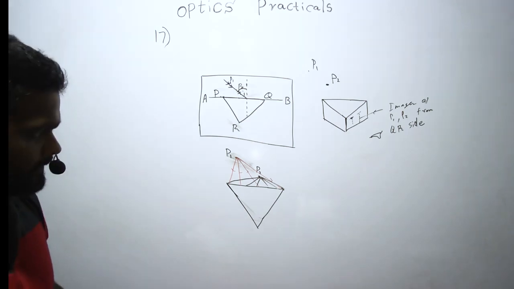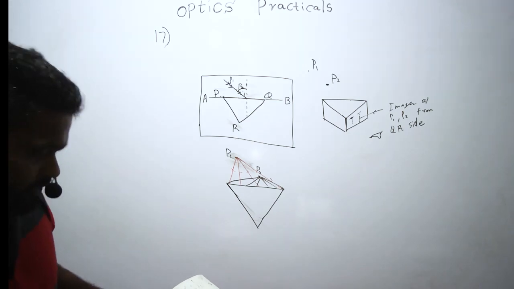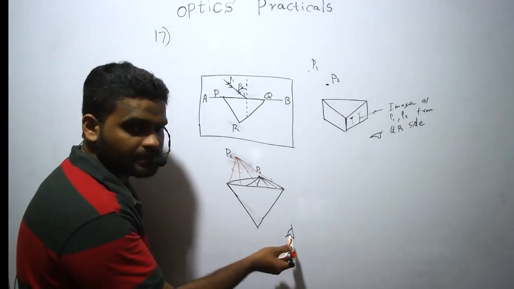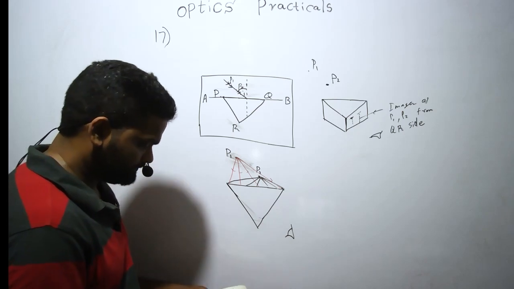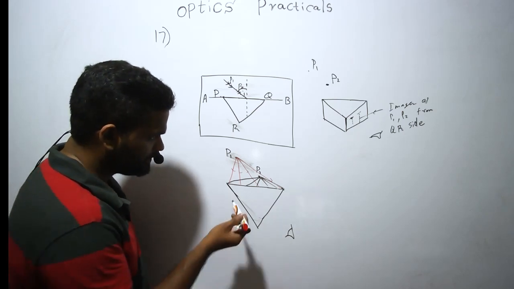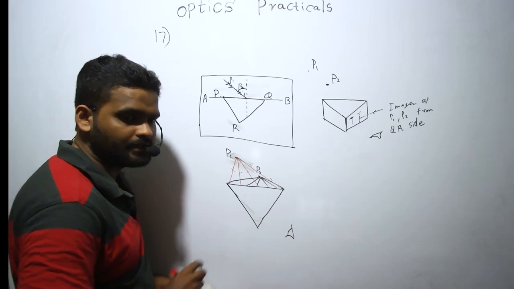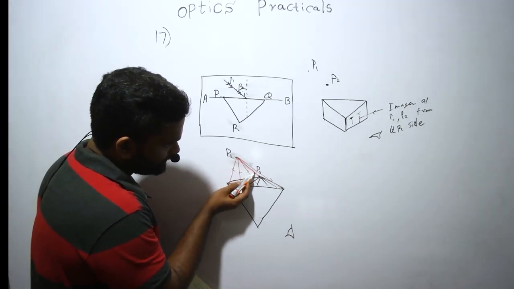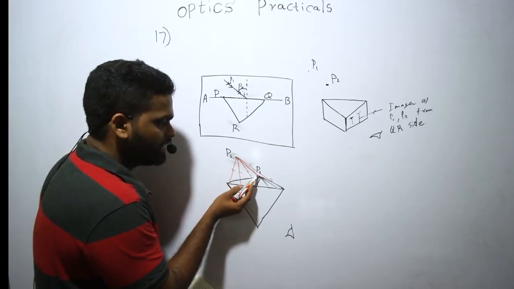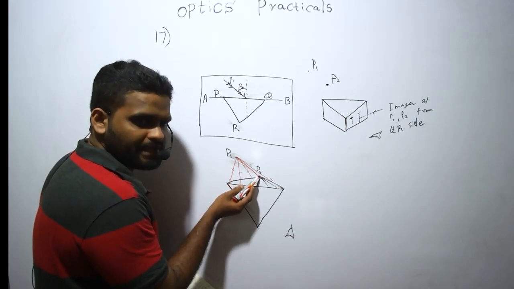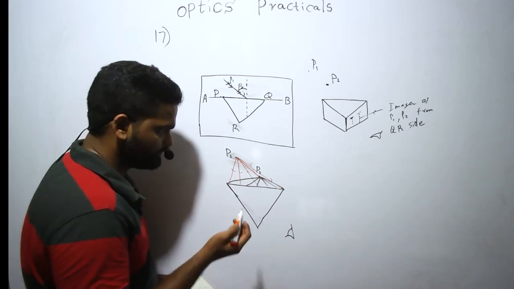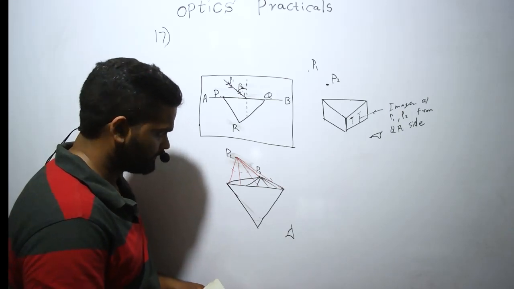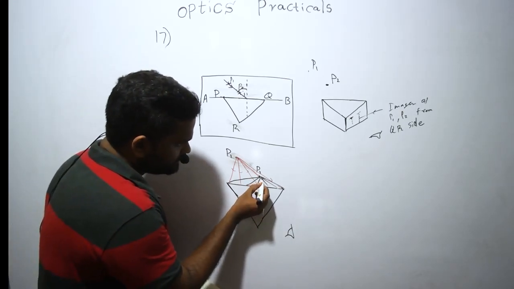Then you look from this side. You know that there's a light ray that goes onto P2 as well. But that light ray is obstructed by the P2 pin. After that, that won't reach here.